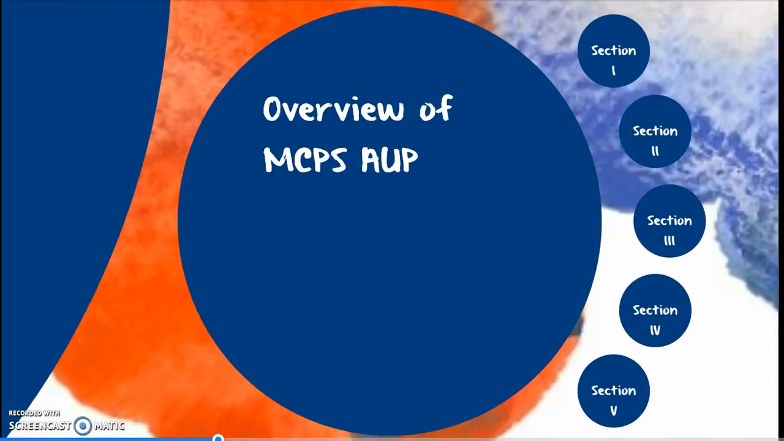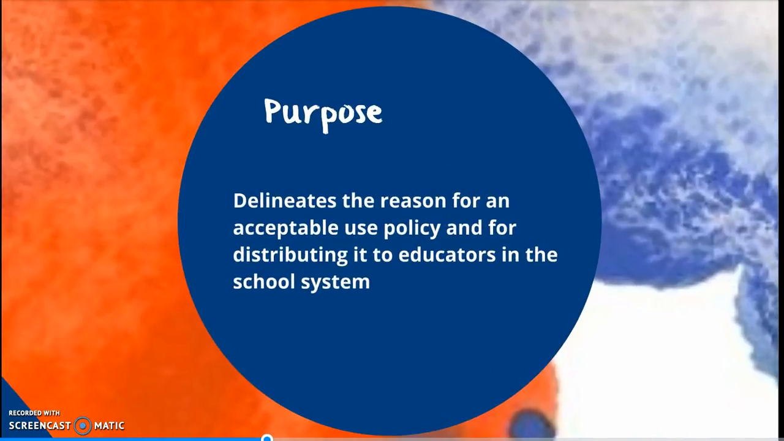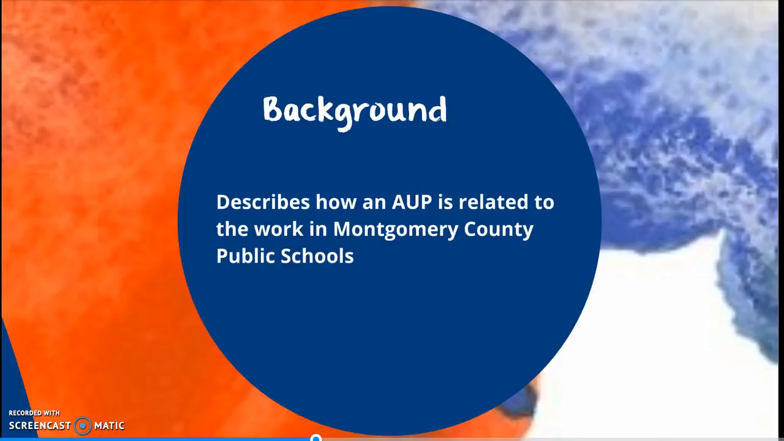The MCPS AUP has 5 categories, outlining the contents of the policy. Section 1 is titled Purpose. This section delineates the reason for an acceptable use policy and for distributing it to educators in the school system. Section 2 is titled Background. This section describes how an AUP is related to the work in Montgomery County Public Schools.